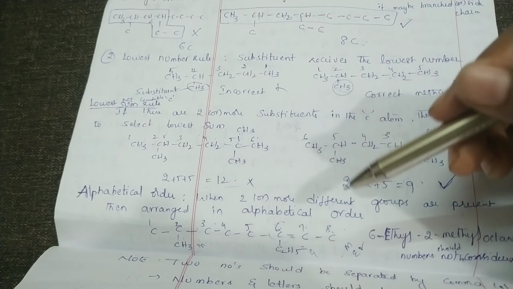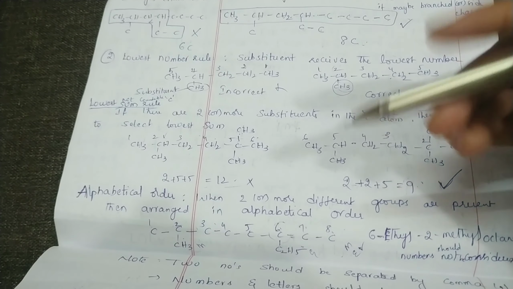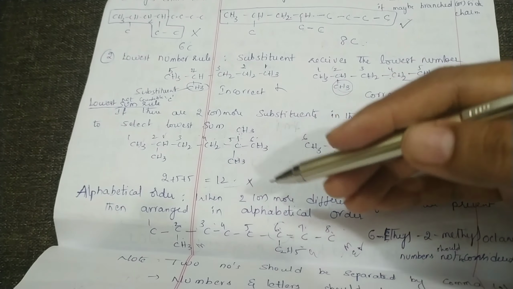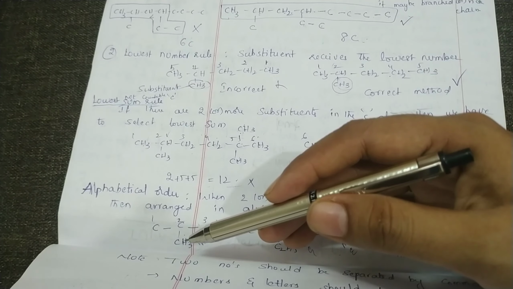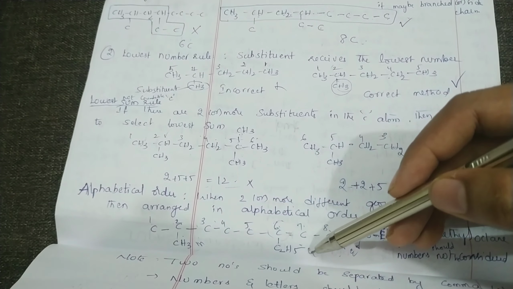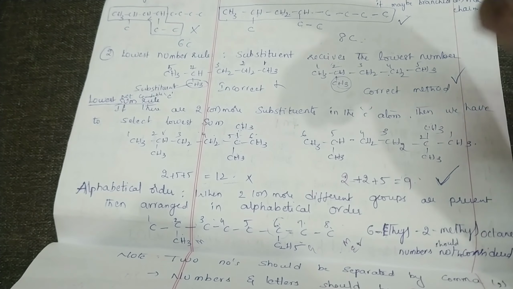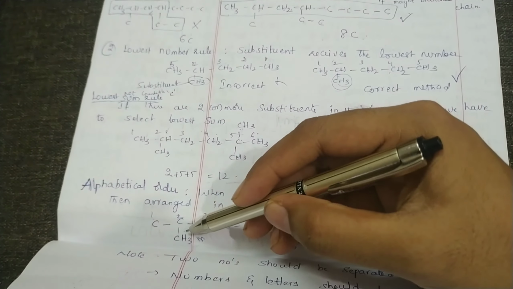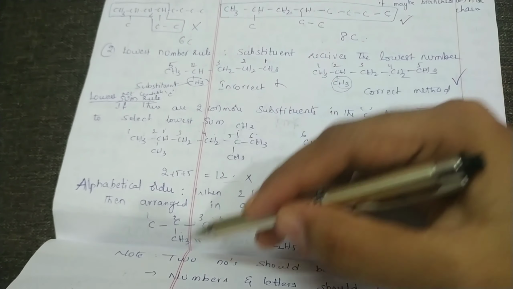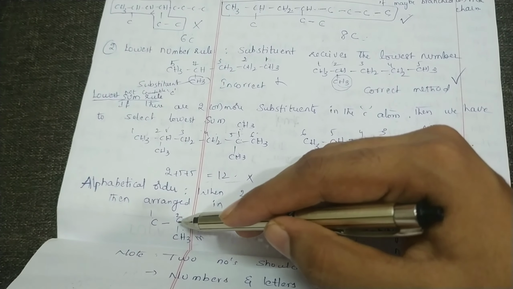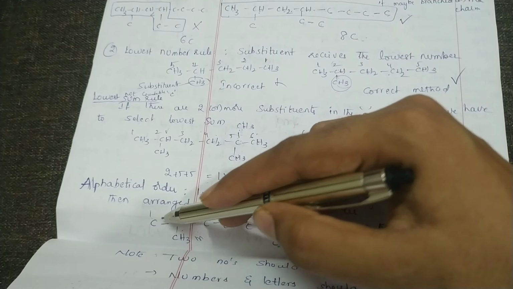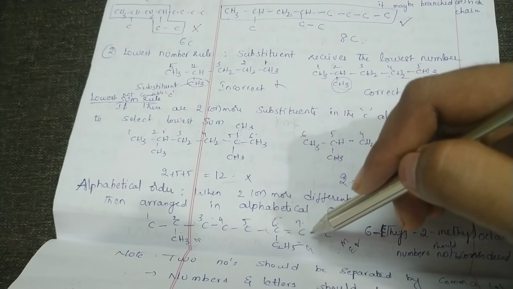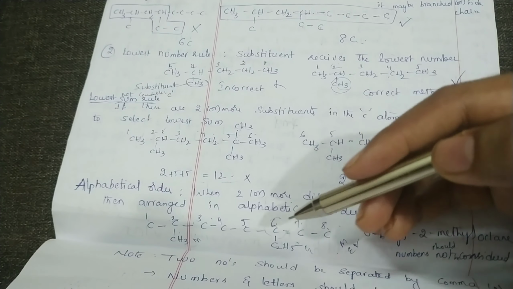Next, alphabetical order. When two or more different groups are present, they are arranged in alphabetical order. Here, what are the substituents? Methyl group and ethyl group. According to the lowest number rule, the substituent receives the lowest number. So numbering will be given from this side, 1 2 3 4 5 6 7 8.